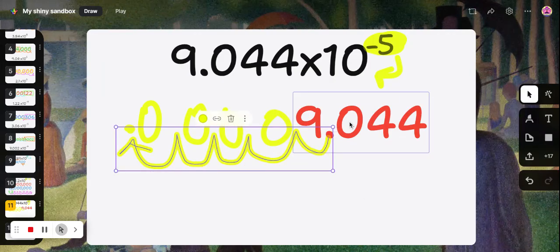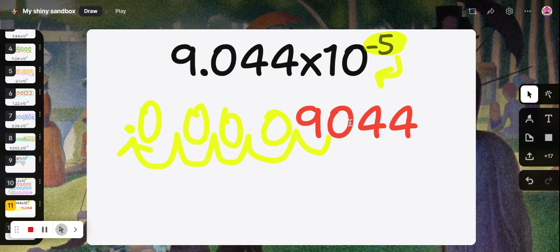Now the only thing to think of for these decimals is that you will also have a 0 up front for our whole number spot. Okay, it's 0 whole. 0, so your answer is 0.000090044.